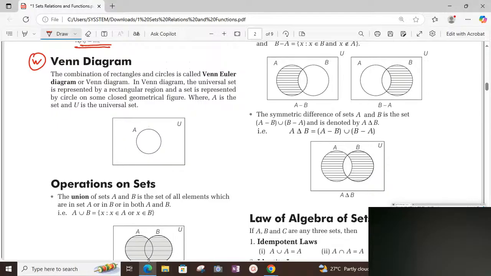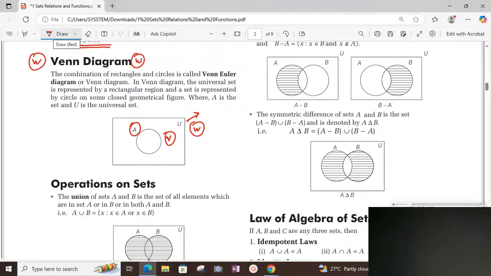Euler had an outstanding contribution in the field of sets. In regard to his name, a topic has been named after him, which is the Venn diagram. In a Venn diagram, we consider two geometrical figures. First one is the rectangle, other is the circle. The circle is inside the rectangle. The rectangle denotes the universal set, and the circle inside the rectangle is the set.